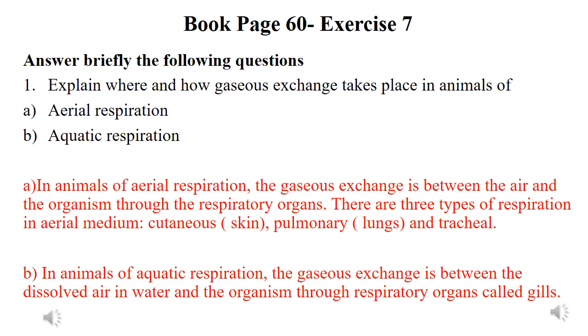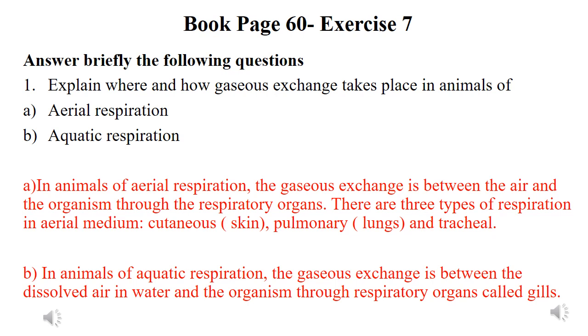Now let's solve exercise number 7. Answer briefly the following questions. Explain where and how gaseous exchange takes place in animals of aerial respiration and aquatic respiration. So here the question is divided into 2 parts. First, you must explain where does respiration take place in these animals and how. So let's start with animals of aerial respiration. Aerial respiration means the respiration that occurs in air.